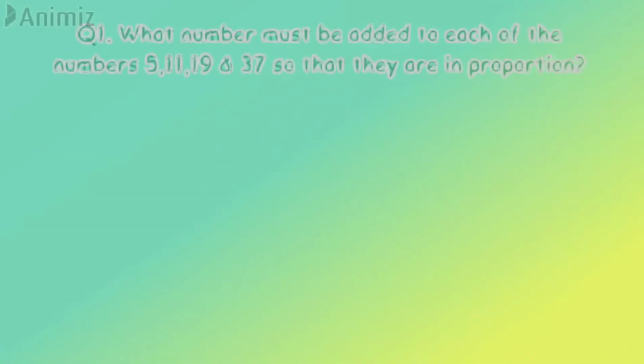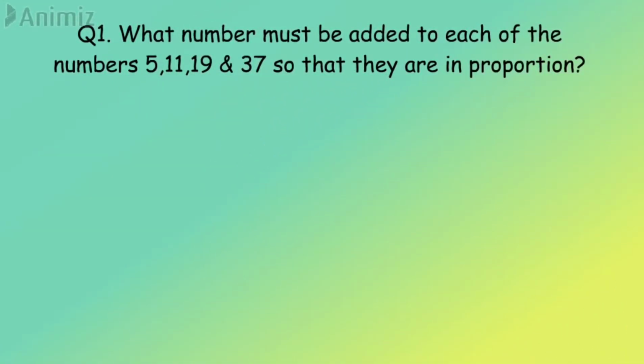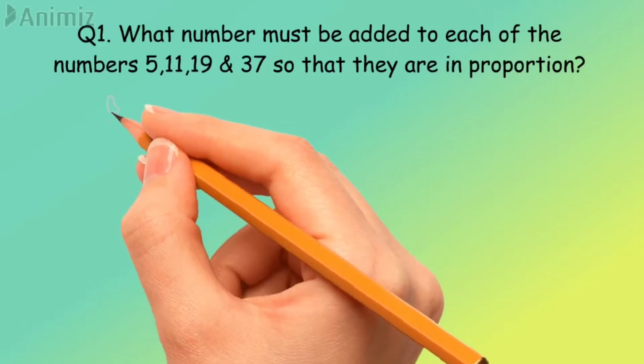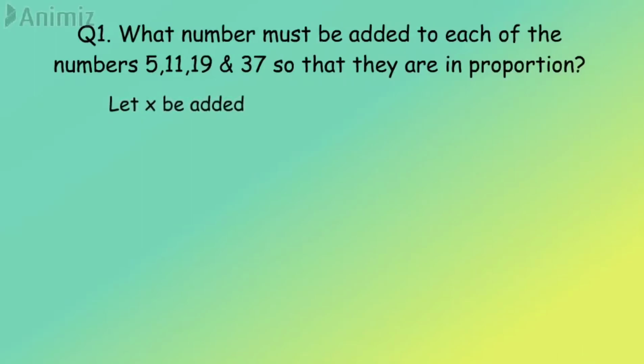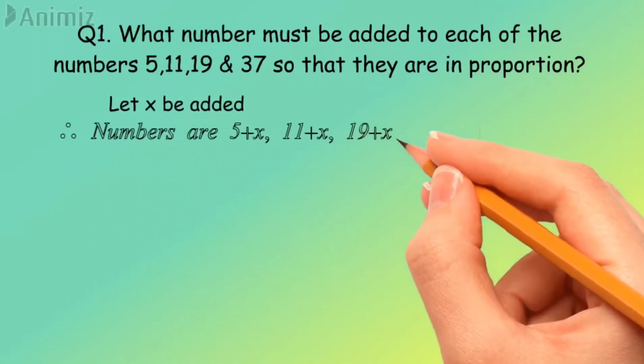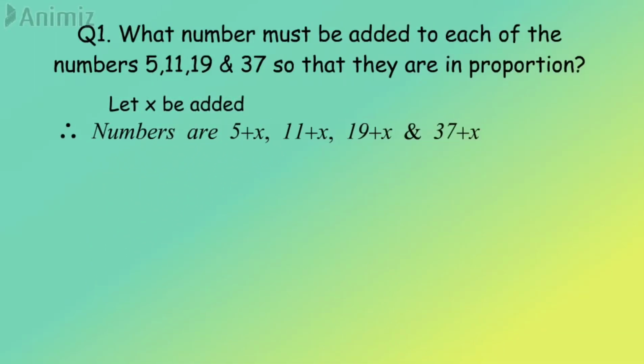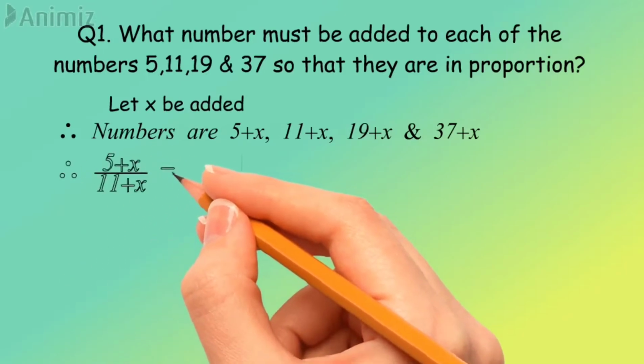Now students, let's solve the sum. What number must be added to each of the numbers 5, 11, 19 and 37 so that they are in proportion? 4 numbers are given. So you have to consider let x be added. After adding x, the numbers are 5 plus x, 11 plus x, 19 plus x and 37 plus x. Now arrange them in the form of proportion. It will be in this form.